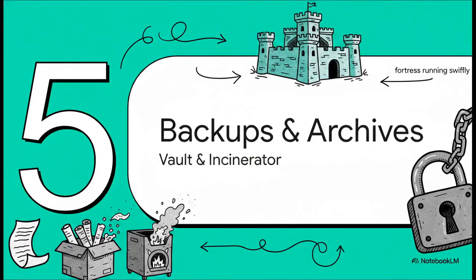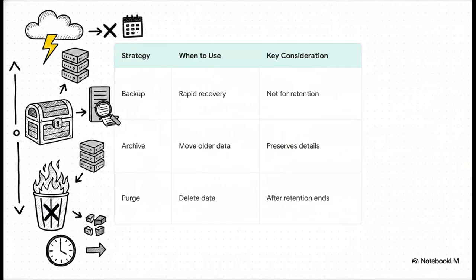Section 5 is backups, archives, and purging, the vaults, and the incinerator. Basically, how we handle massive amounts of historical data. Because let's face it, not all data deserves to live forever. Remember Nina, an admin at Cloudy College? She panicked after a mass update accidentally overwrote a bunch of prospective student statuses. For her, having an immediate backup totally saved the day.